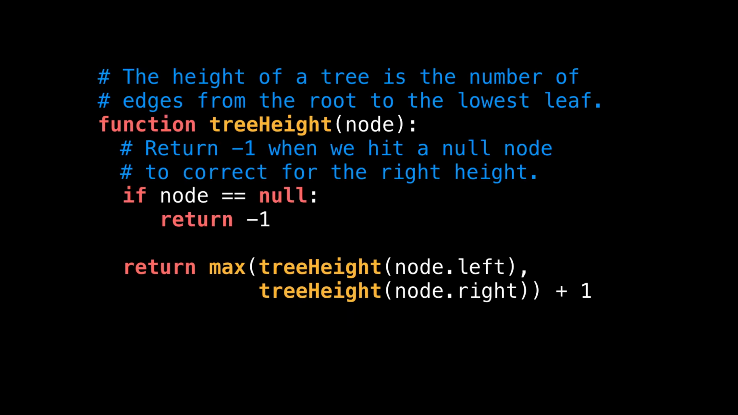Oddly enough, removing the leaf node check still makes the algorithm work correctly. This works because the base case has adopted a new meaning. Instead of the base case checking for leaf nodes, it's now checking whether a node is null and returning minus 1. Now, returning minus 1 is not only for handling the empty tree case, but also to help in correcting for the right tree height.